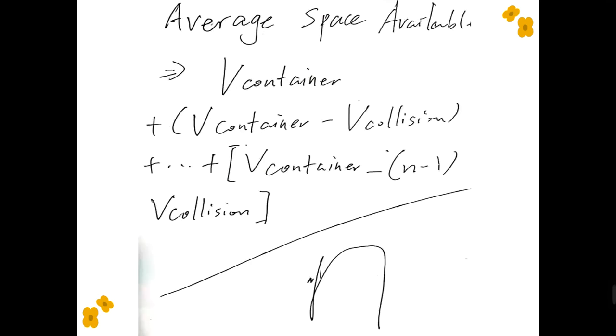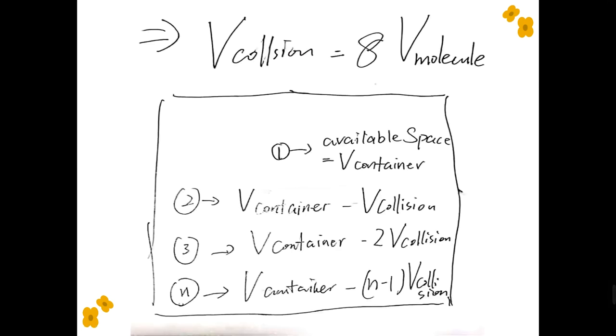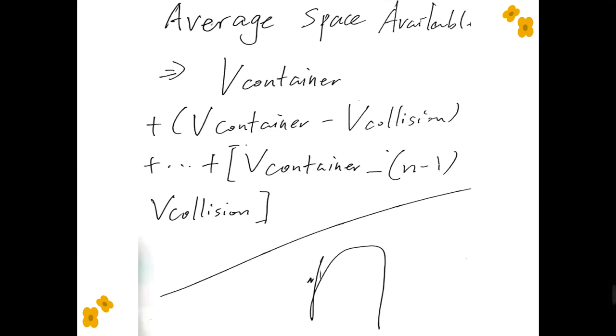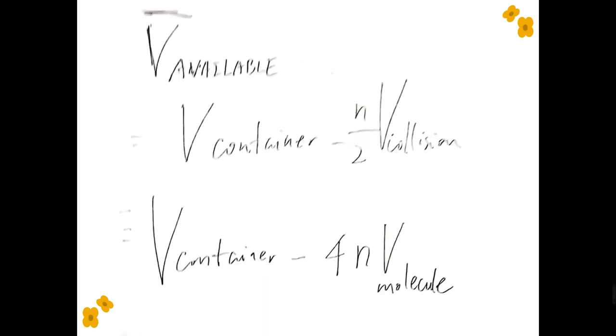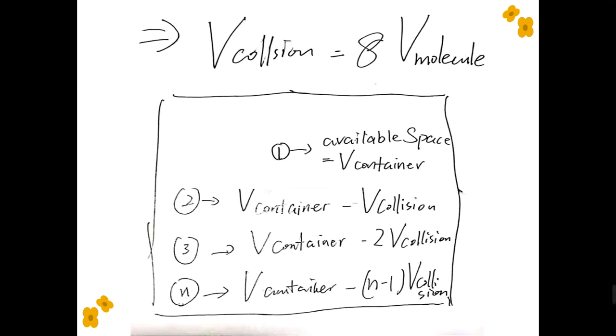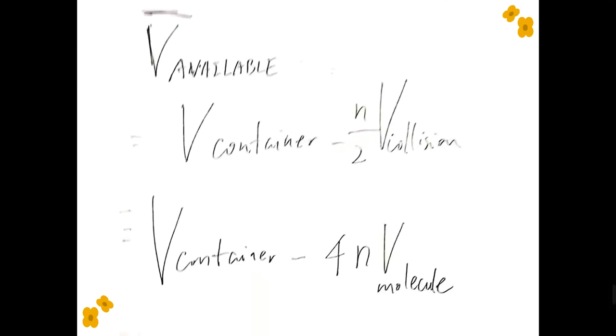So I want to get the average space available for the V container. We just need to add 1, 2, 3 to n together, add their available space together, and we divide by the number of molecules. So we get the average space available for each molecule. So that's the result. V available bar is equal to V container minus n V collision divided by 2, because we know that V collision is equal to 8 V molecule. We replace it with V container minus 4nV molecule.